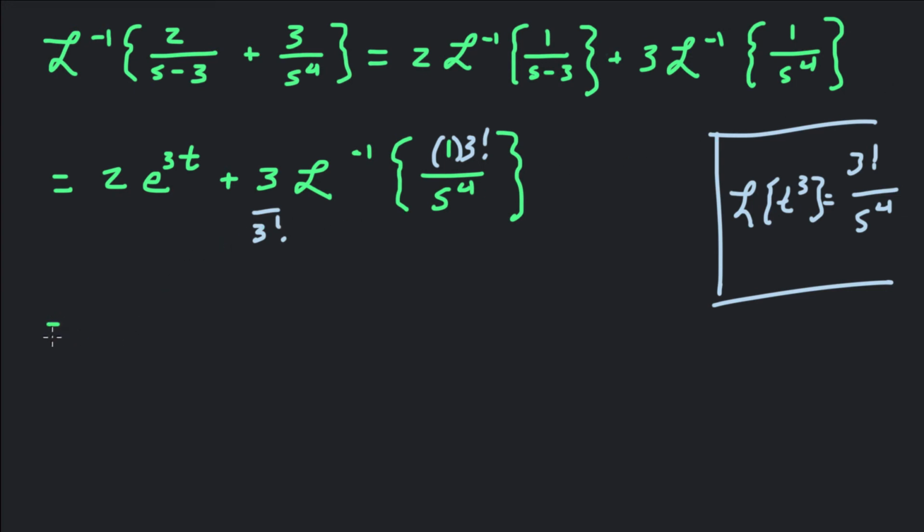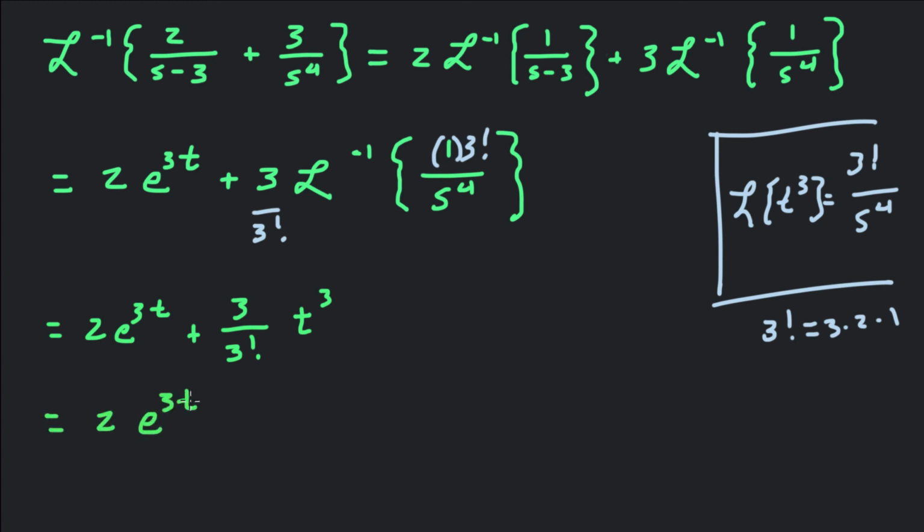So this is going to equal 2e to the 3t plus 3 over 3 factorial times t cubed. And now we just reduce 3 over 3 factorial. Well, 3 factorial is 3 times 2 times 1, so the 3 in the bottom will cancel with the 3 up here and we're left with 2 times 1 in the bottom. So this is going to equal 2e to the 3t plus 1/2 t cubed. And that's our inverse Laplace transform.